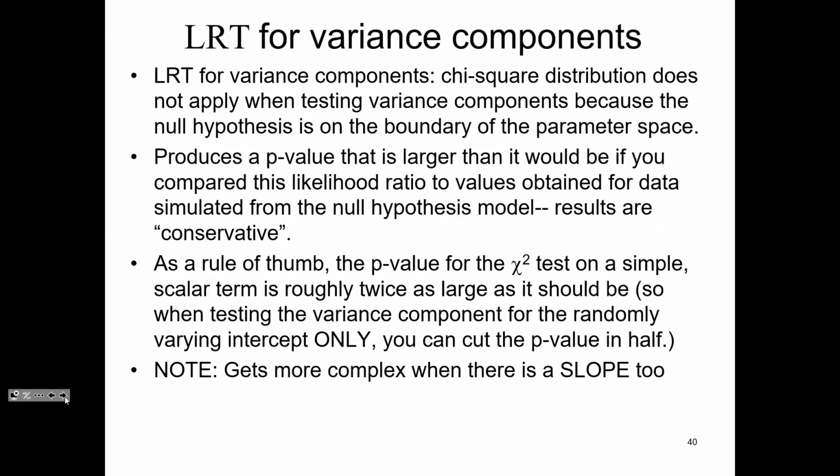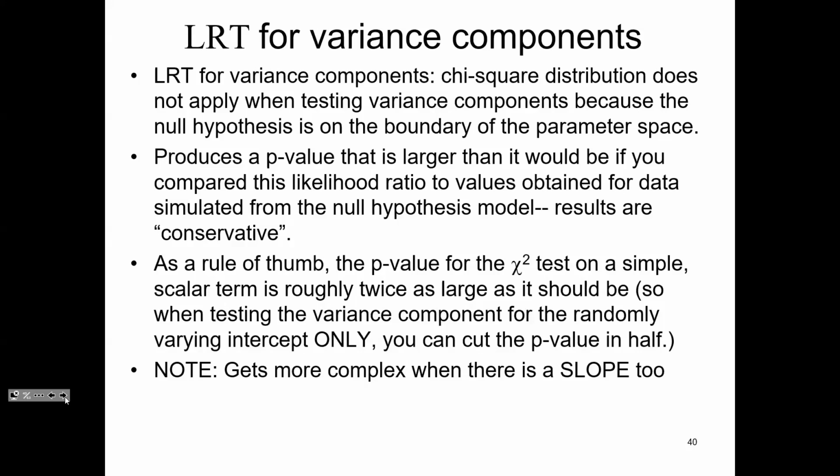As a rule of thumb, if you just have a randomly varying intercept and you were doing a chi-square difference test between a model that had a randomly varying intercept and one that didn't, one thing you could do is just cut the p-value in half to take into account the fact that it's a variance. That will adjust the p-value. But we're not usually comparing a model that has a randomly varying intercept to a model that doesn't have a randomly varying intercept.